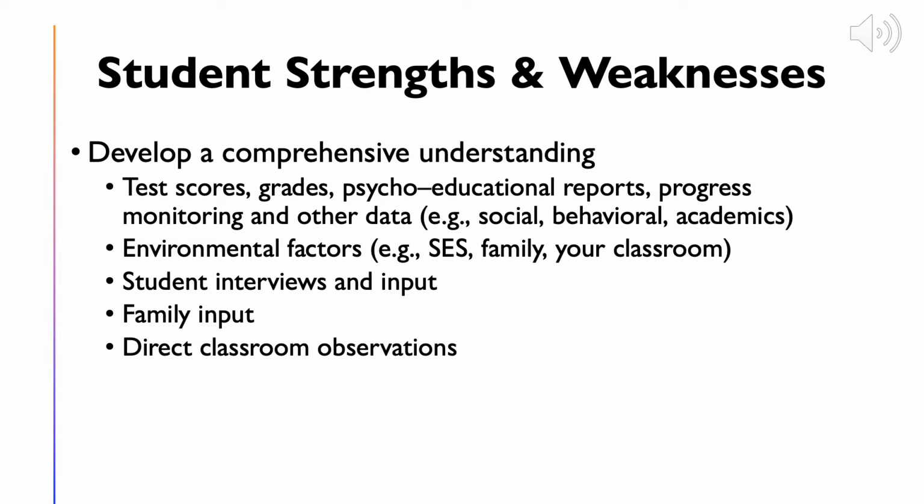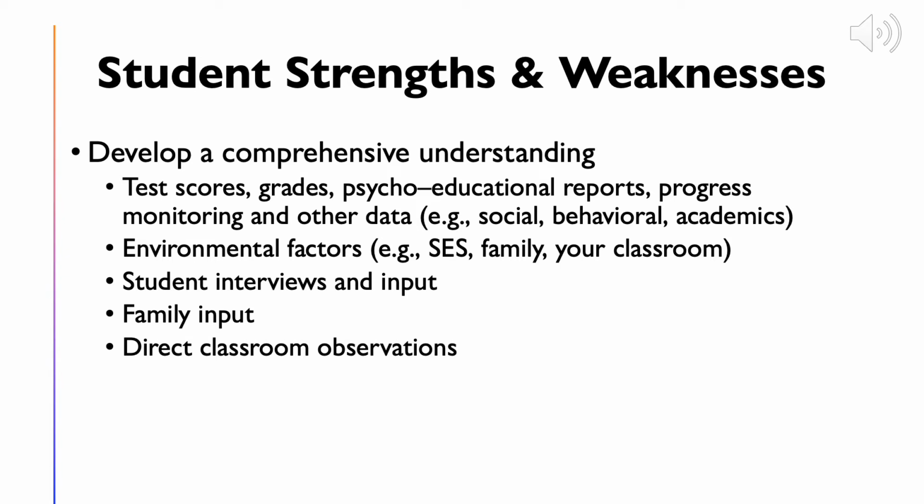So here are some examples to develop a comprehensive understanding. Test scores, obviously. They could be test scores on standardized assessments that the psychologist gives. They could be test scores like on a spelling test or a math test. Your grades in the classroom, how the student's doing just day to day and all of the grades that you're collecting. The psychoeducational reports, so that's actually when the school psychologist tests the student to determine eligibility. Progress monitoring, so that might be like curriculum-based measurement data, your CBM. That's kind of like what we do in the SLO. We use progress monitoring data and other types of data.